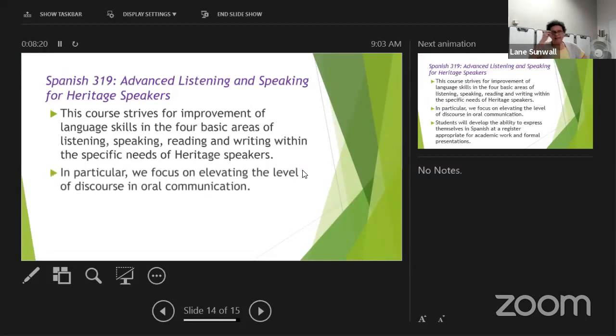This is a different class. This is in Spanish. And in this one, major components are oral, improving the register. They speak Spanish already, but a lot of Spanglish, which is fine and dandy, but not for academic work. So we want to go to a higher register, and one of the things that they have to do is individual oral presentations in class, 5 to 7 minutes.